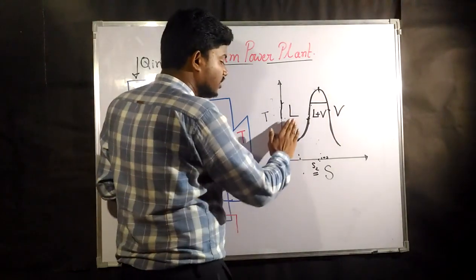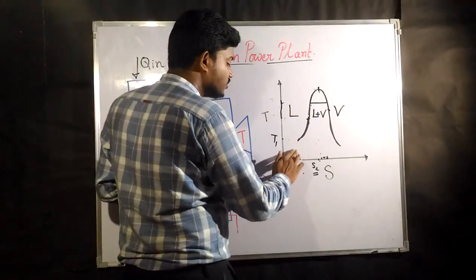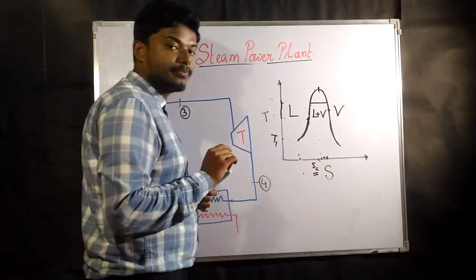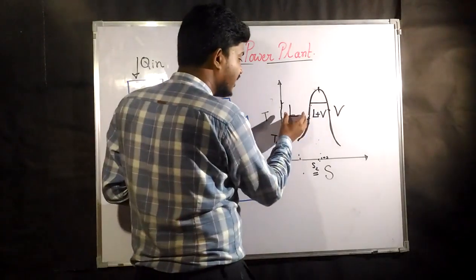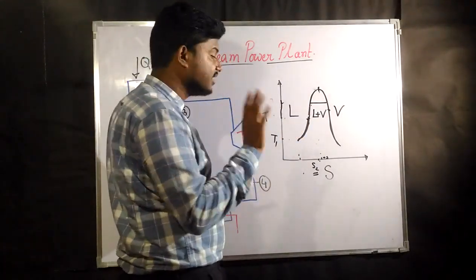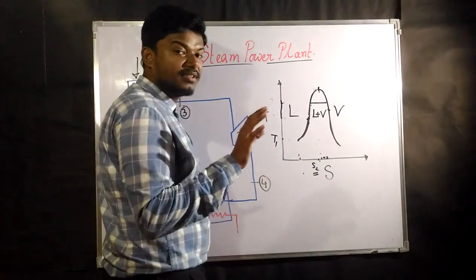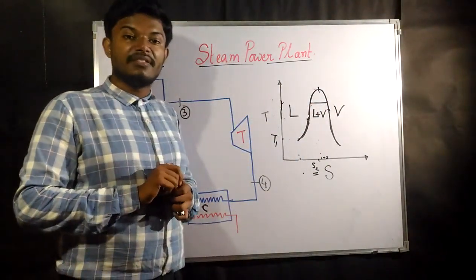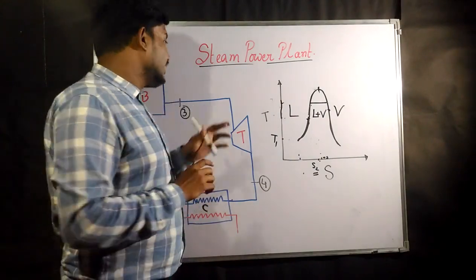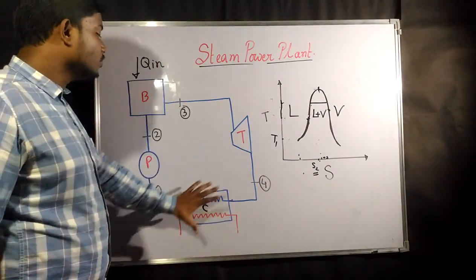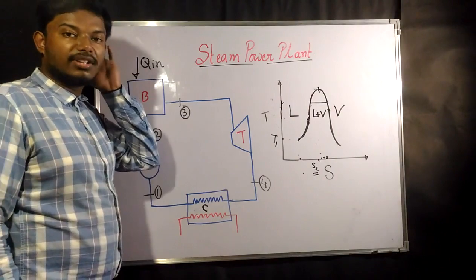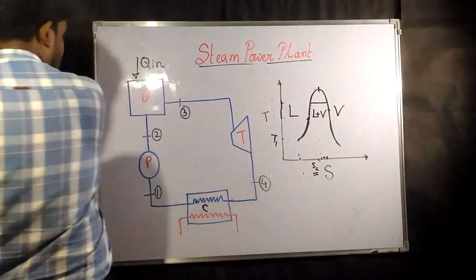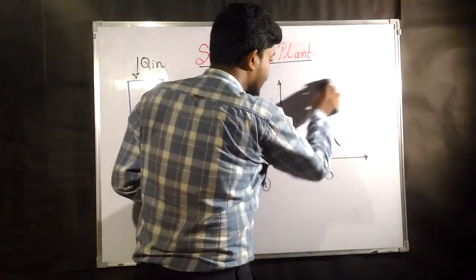Okay, so to understand this we must know that this is our vapor dome. Left side of the vapor dome represents always liquid, middle part always represents liquid plus vapor, and right side always represents only vapor. Okay, so now we want to run this system on a Carnot cycle.